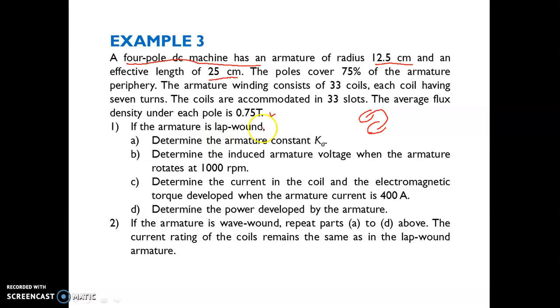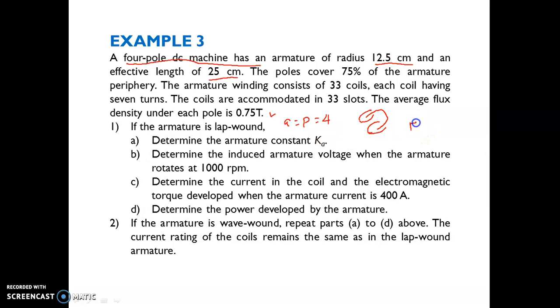If the armature is lap wound, it means the parallel path is fixed. So you have parallel paths A equal to the number of poles. The number of poles is 4, so the parallel path is fixed. Lap winding is given, so the parallel path will be 4. Determine the armature constant. We have to find Ka.